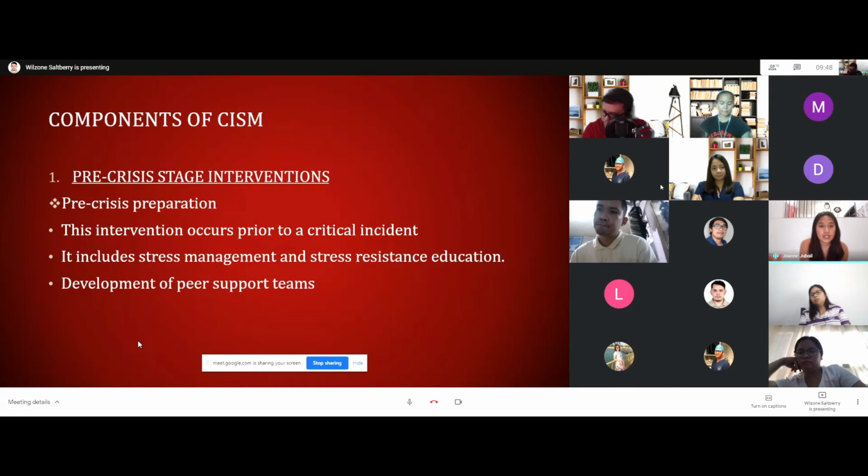As mentioned earlier, CISM is composed of a range of components. Number one is the pre-crisis stage interventions. Under this, we have pre-crisis preparation. This intervention occurs prior to a critical incident. It includes stress management and stress resistance education, such as instruction in relaxation techniques and strengthening coping skills with difficult emotions and stresses. It is also the development of peer support. Peer support from colleagues provides feelings of security and belonging that can reduce mental and emotional strain.